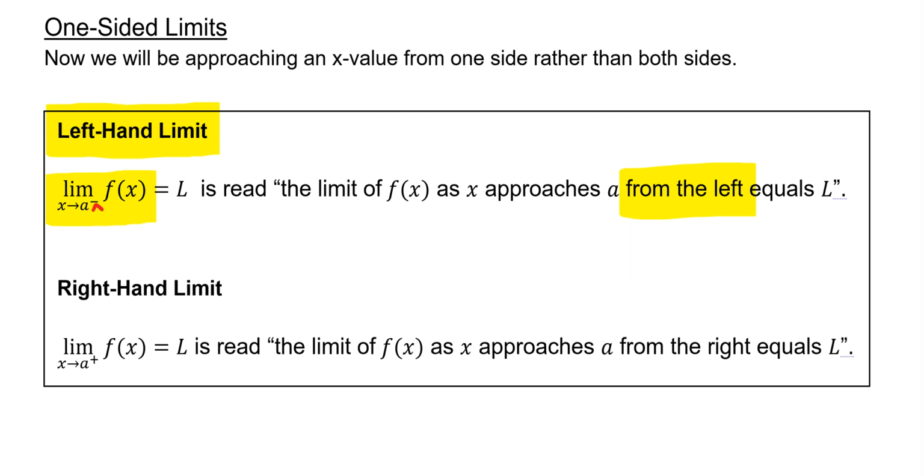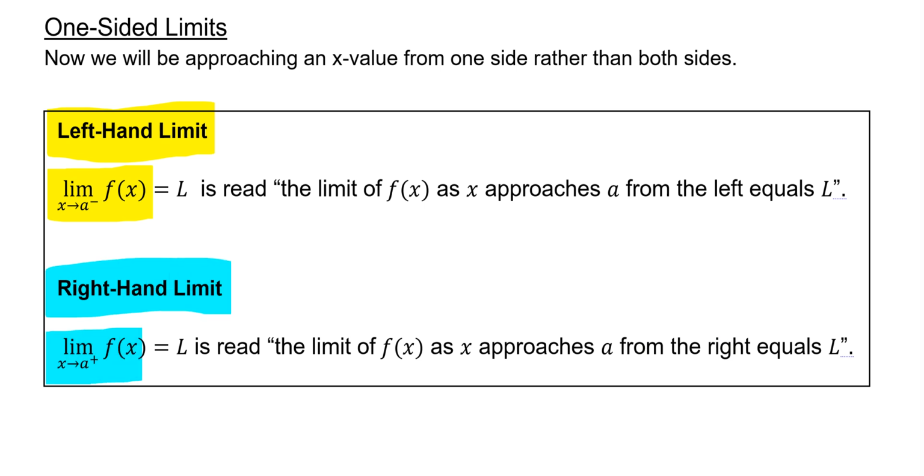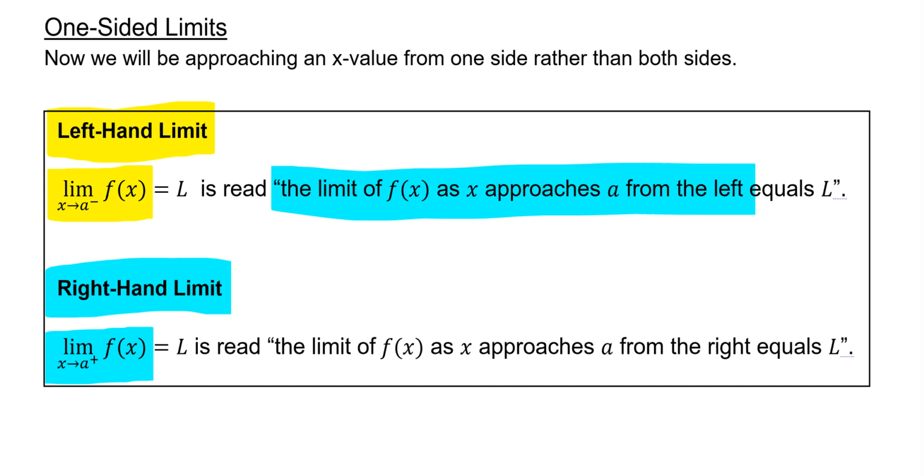And similarly, for from the right, that's going to be this notation right here, where you have this little positive superscript, which means the limit as x approaches a from the right. So two different handed limits here: a left-handed limit, which is this notation, and a right-handed limit, which is this notation right here. As always, make sure you can understand mathematical notation, but you should also be able to read it off in words correctly as well.